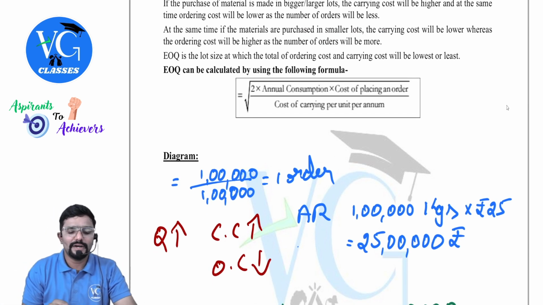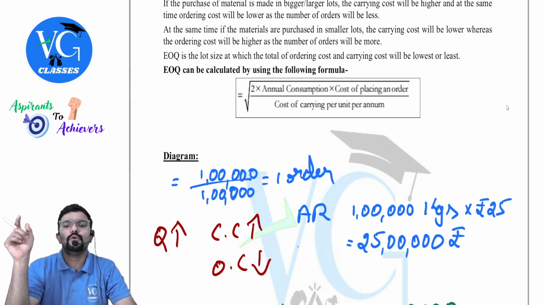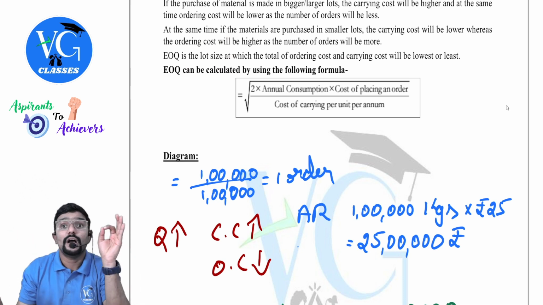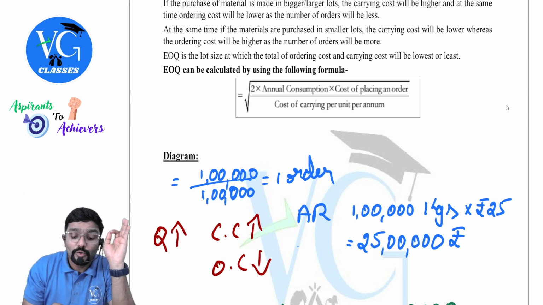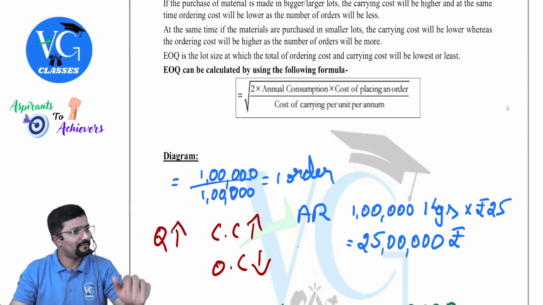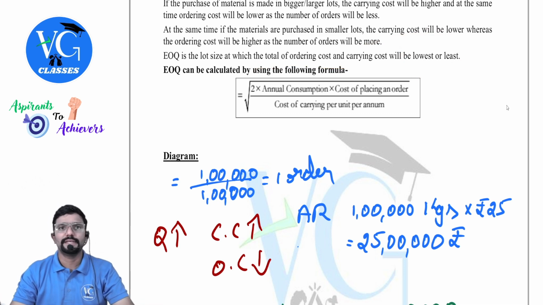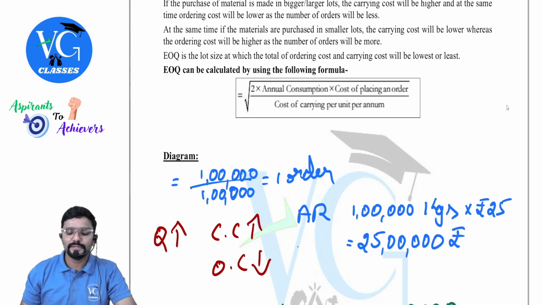How will I do, sir, now? EOQ is a lot size. Lot size is nothing but the quantity at which the total of ordering cost and carrying cost will be lowest or least. Not individually, the total of both will be lowest or minimum. If I add up both, then at this point it would be minimum, guys. That is what I have told you.